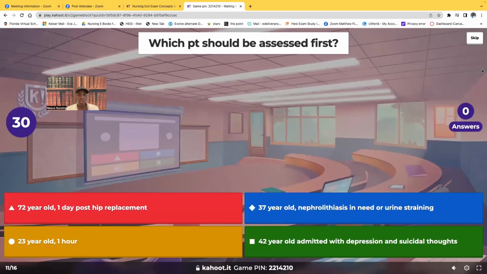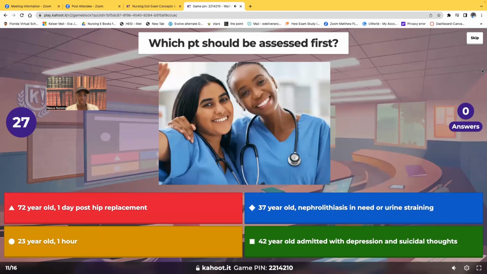Which patient would you assess first? So you got 4 situations. Which patient are you going to assess first? Is it going to be a 72-year-old that's 1 day post hip replacement, a 37-year-old with nephrolithiasis in need of urine straining, a 23-year-old 1 hour, oh, I didn't even finish that one. Oh, I'm so sorry. Or 42-year-old admitted with depression and suicidal thoughts. I'll give you a hint. It's not yellow. Whatever I was going to write and I didn't finish, that's not the answer.